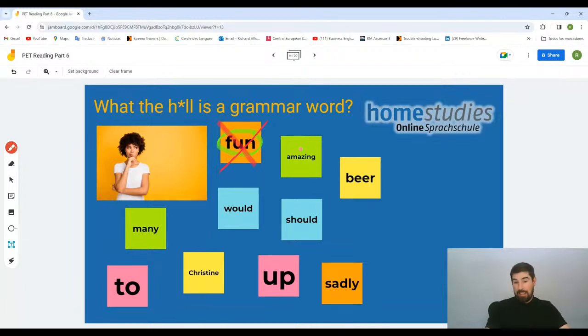Right. Amazing. Amazing is an adjective which describes something. So that was an amazing film. In other words, it was brilliant. So that is not a grammar word. Right. What about would? We use would as part of a conditional. It's part of that grammatical structure. So this, yes, this is a grammar word. Okay, let's give that a tick. Let's rub out the green so there's no confusion as well. Okay. Fun is not a grammar word. So we'll cross that out. Bang. Goodbye.